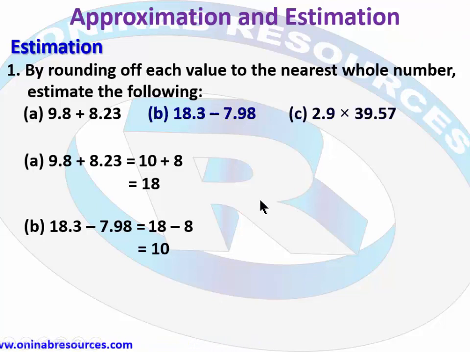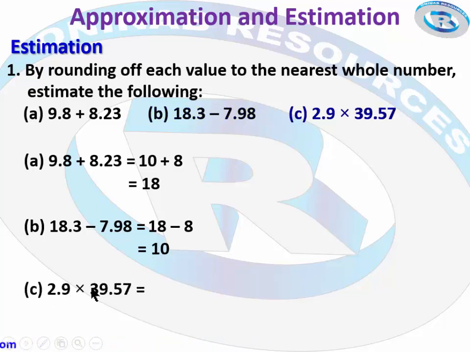So we look at C part of the problem. For C, I have 2.9 times 39.57. Starting from the first number, 2.9, 2 is the whole number part. So we check the next digit, which is 9. We are rounding it up so that 2 becomes 3. So we have 3 for the first number.